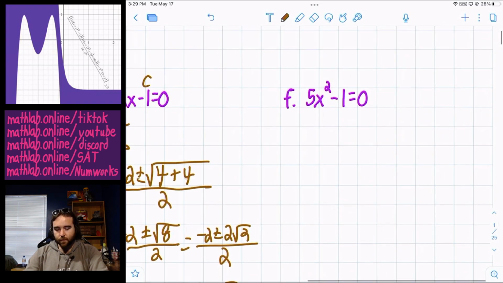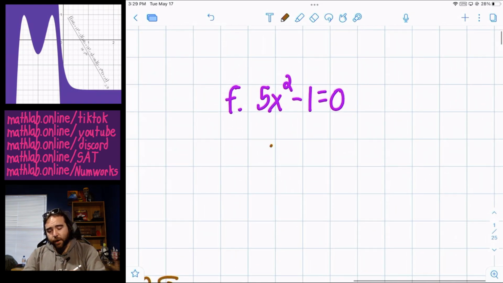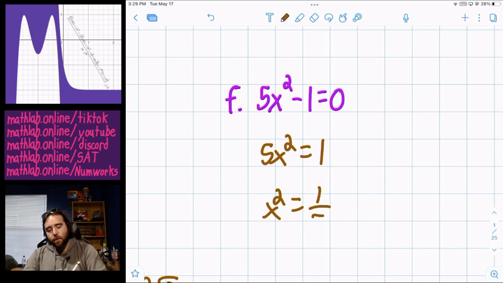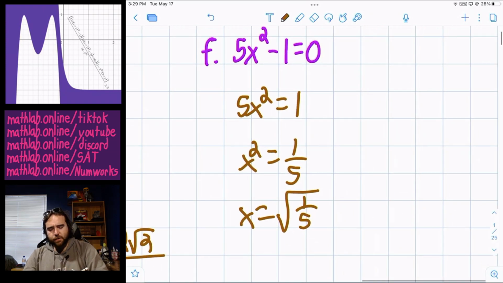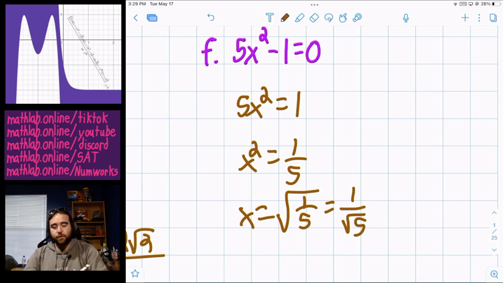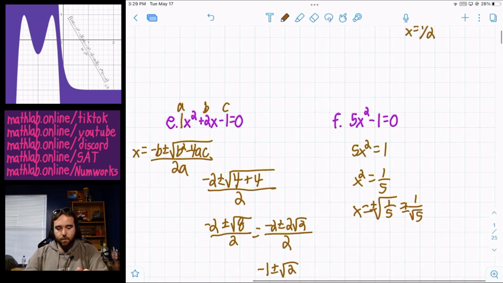All right, so f is just like e. We're going to add the 1 to the other side, we're going to divide by 5, and we're going to square root both sides. So when you square root a fraction, you square root the top and bottom. So we can do that if we want to. But I almost forgot the most important part, the plus or minus.